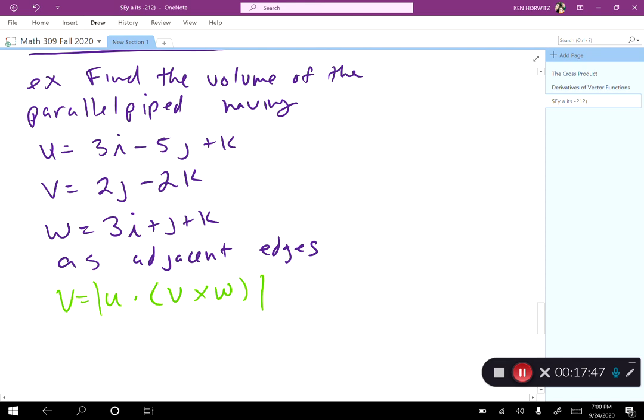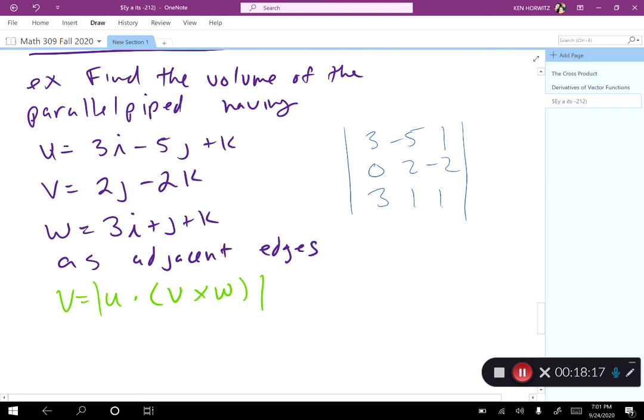All right. So you can do this one of two ways. You can either do it as two operations. You could do the cross product, then the dot product, or you could set it up as a 3x3 determinant. I'm going to help you set up the determinant. So 3, -5, 1, 0, 2, -2, and 3, 1, 1.